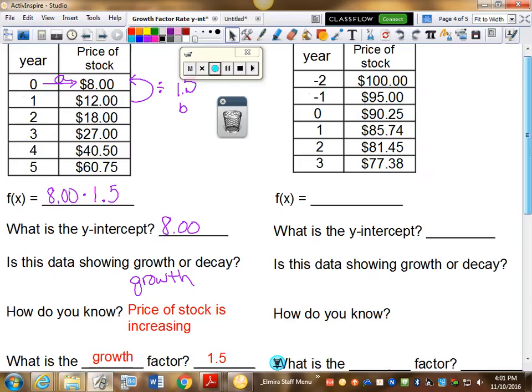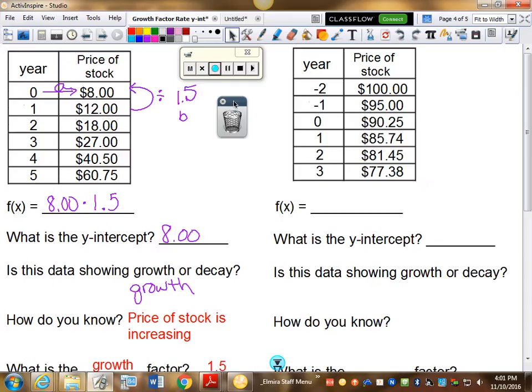One more problem we're going to do here in the video, and then we'll be done for today. Okay, now we're going to look at a price of a different stock. All right, what is the y-intercept? Again, we're looking across from 0. 0 does not have to be at the top of the chart. Okay, and so that's our A, $90.25.